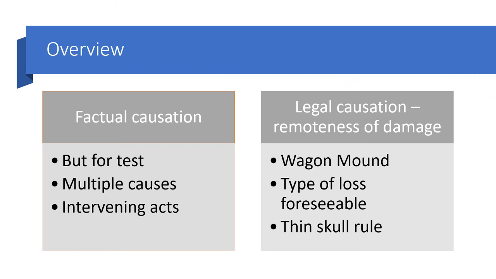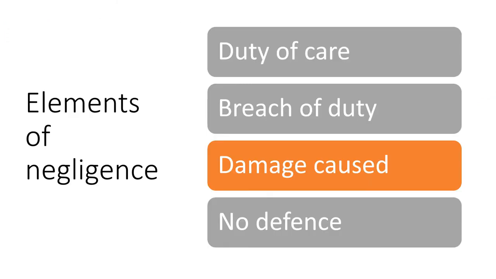And in a nutshell, that's it. So what we do, of course, is go through each of those elements, and we've considered in this video damage caused. Now, I hope this is useful. You should obviously do factual causation and then go into legal causation and think of all of those issues. But there is a separate video on how to apply the law on negligence, should you wish to watch that instead.